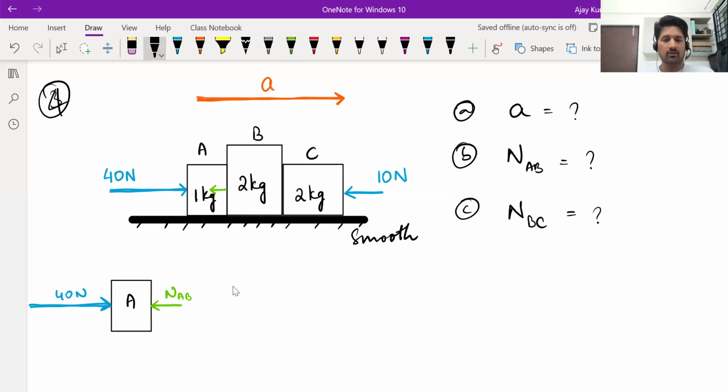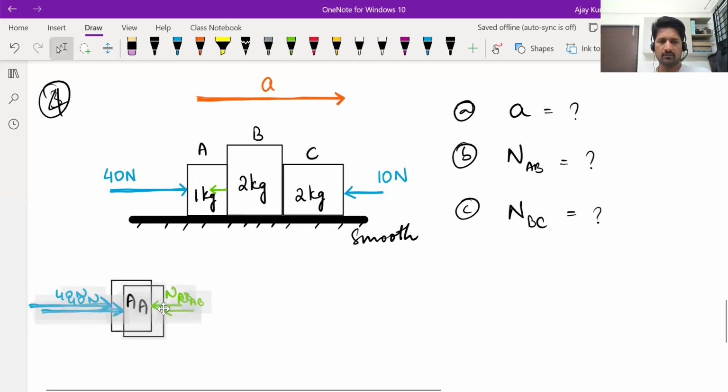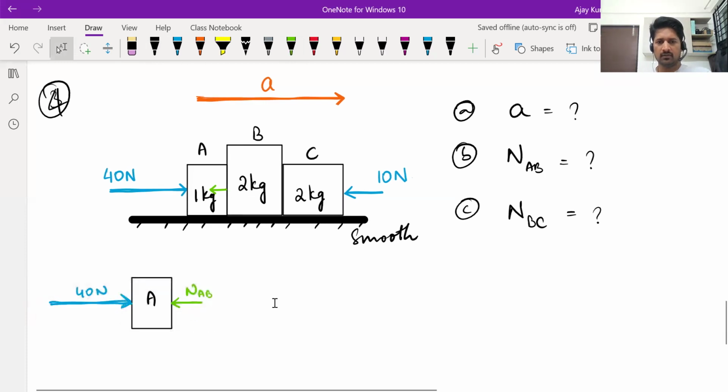Any other horizontal force that would act on A, Pawan? No, sir, nothing. Will C exert any force on A? No, sir. It will not. C is not directly in contact with A. C will not exert a force on A. These are the forces acting on A. Okay.